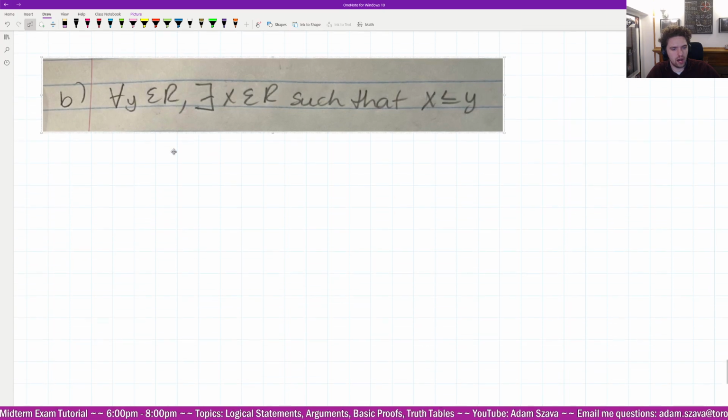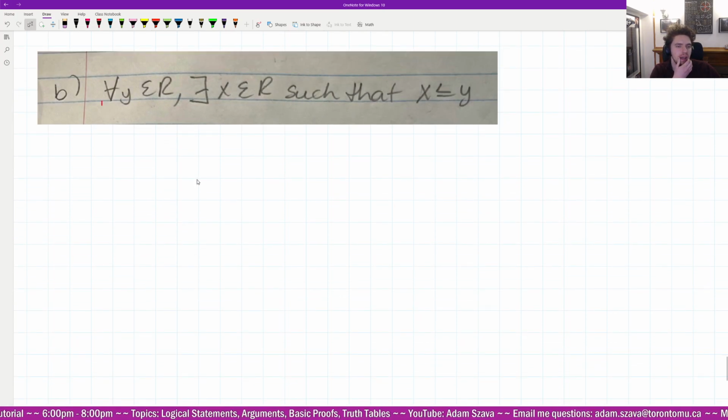So for all y, this one's saying for all y, there exists an x such that x is less than or equal to y. This is true, right? So it's saying for each y value, there is an x value. It is something to get used to for sure. The way you think about this is for each y value, there is some x value such that this is true. This is definitely true. You can just choose x equals y.